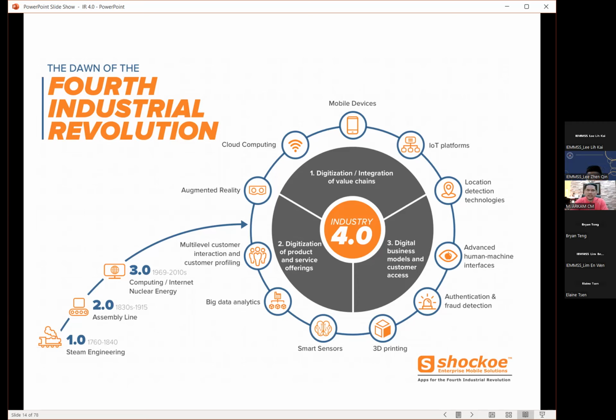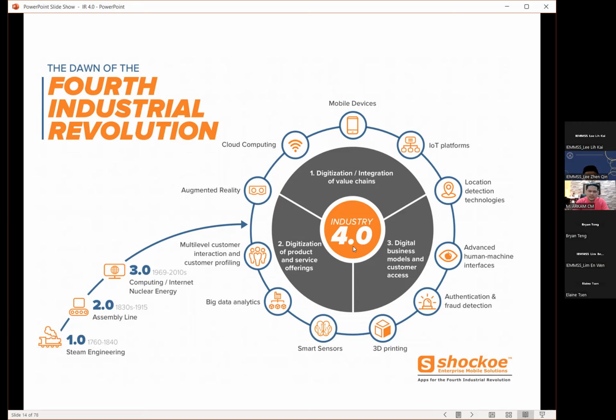So that is part of things that will evolve in 15 to 20 years, where I can foresee that a lot of houses will have their own 3D printing to support whatever they need, especially when it comes to parts they want to produce or things they want to produce. The 3D printing will become important there. Smart sensors, big data analytics, multi-level customer interaction, AR, and also cloud computing.